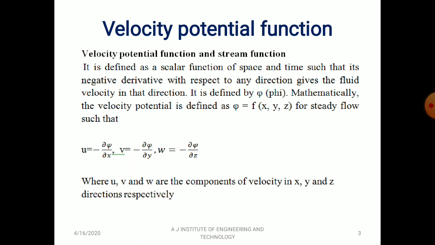Similarly, to get the velocity component in the y direction, we consider the negative derivative of phi with respect to y, so v equal to minus dou phi by dou y. For the velocity component in the z direction, w equal to minus dou phi by dou z. So this phi is a function of three space coordinates x, y, z and time t. Mathematically, phi equal to f of x, y, z, t. If it is a steady flow, that is, the properties do not change with respect to time, then phi is a function of x, y, z.